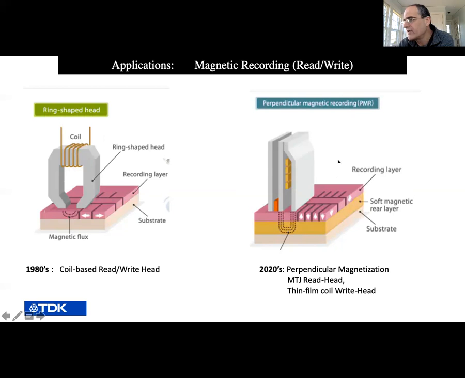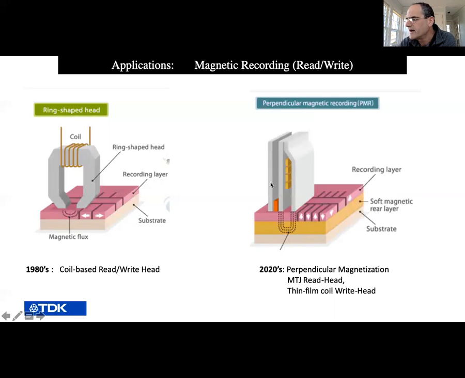The way this is done now is somewhat similar, but it has some important differences too. These days, first of all, the reading function and the writing function are separated. The write head uses thin film coils, so it's much more compact. And the ferromagnetic housing creates magnetic fields that are perpendicular, like this, so that they can magnetize the film with a magnetization in the perpendicular direction. That turns out to allow them to make the bits smaller than they otherwise would be.